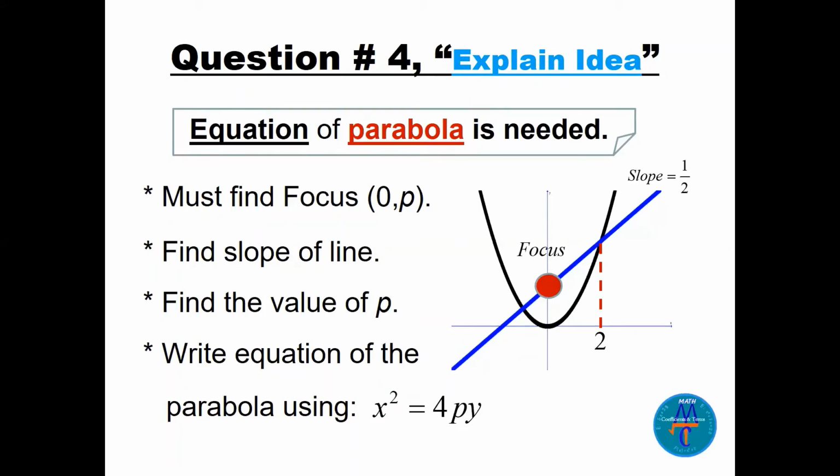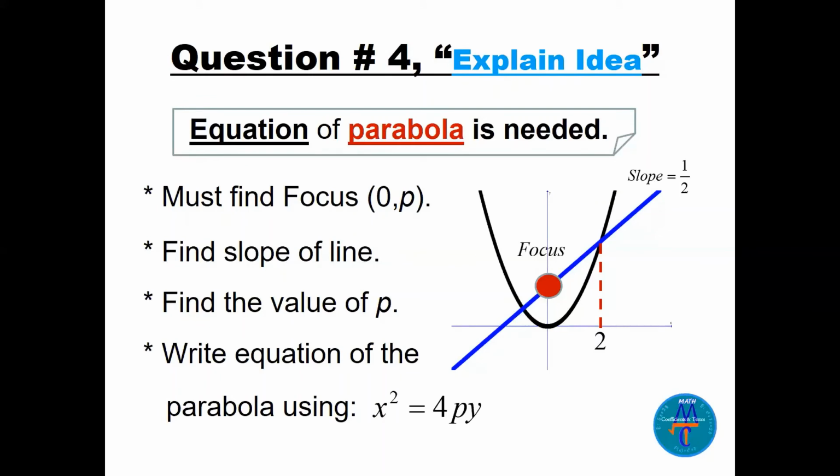So what do we need? The equation of this parabola. What do we have? We must find the focus. See, this is (0, p). That's the focus. Find the slope of the line. The slope is half. So we can find the slope of the line by using 2 points and set it equal to half. So we can find p. Then find the value of p. This is the story of the question. This question has a story. Then we write the equation of the parabola.